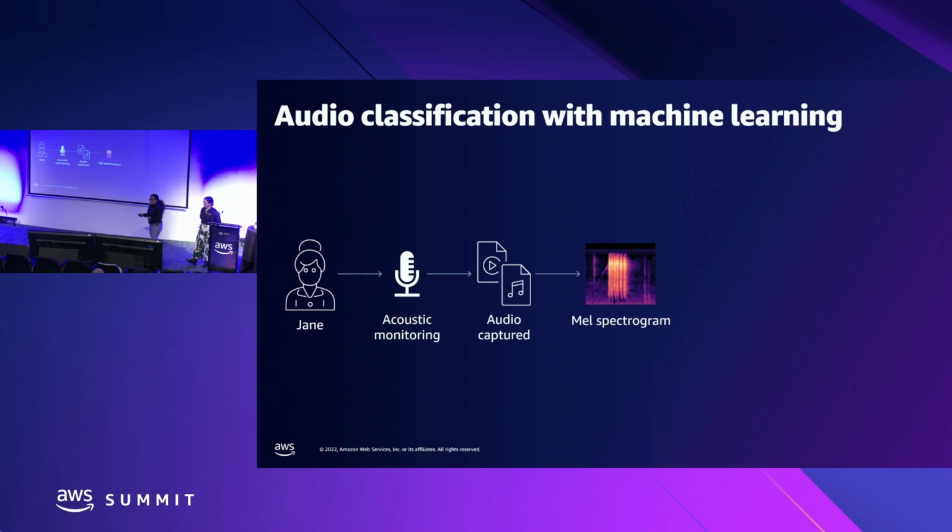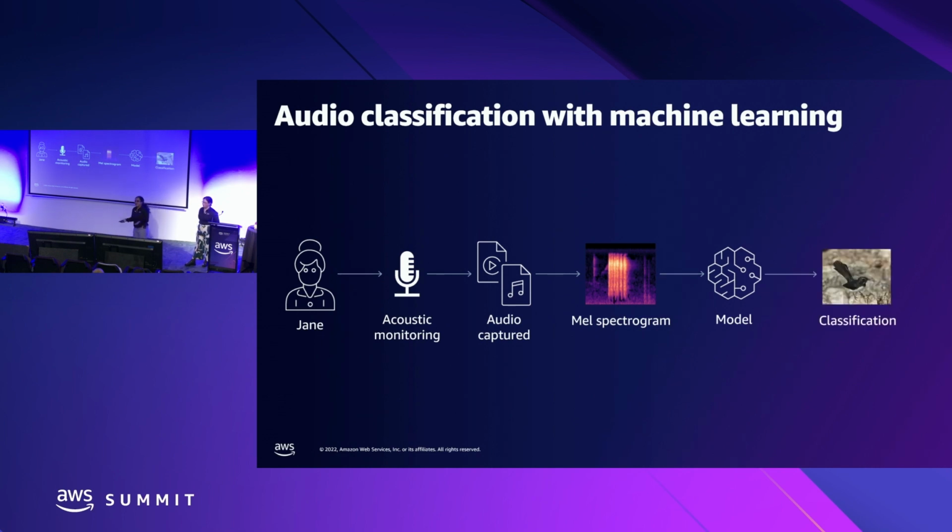She can then use these MEL spectrograms to train a machine learning model, which will then automatically classify audio data for her and inform her whether the willy wagtail, her bird of interest, is present in the region that she's currently surveying. Now, as you can see, Jane does not need to go through the entire manual, laborious process of listening to all the audio files and referring to biodiversity data experts.